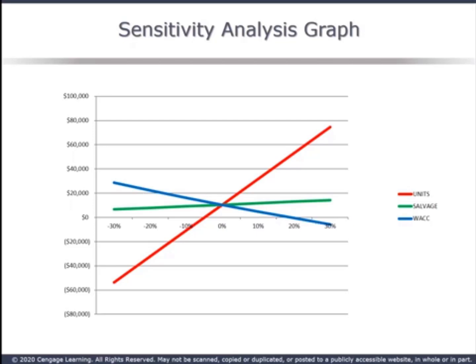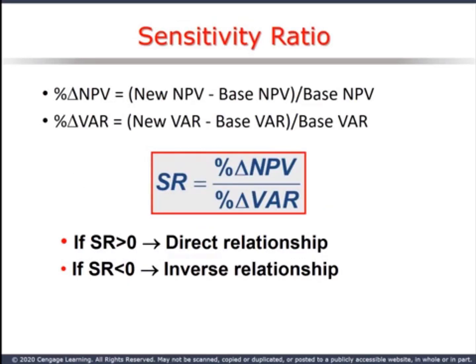The steepest line indicates which variable has the most impact on NPV. This indicates which variable should receive the closest attention in forecasting. Creating the table of changes is time-consuming. We can get the same results with less computation by calculating a sensitivity ratio for each variable. Note, this is not in your textbook.